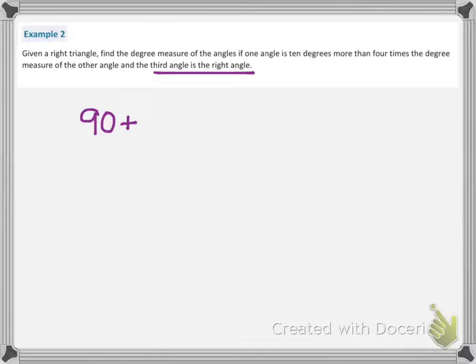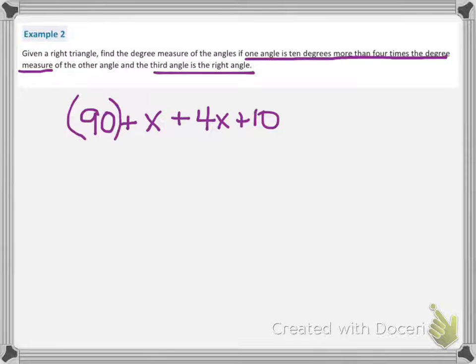And what else do we have? The one angle is 10 degrees more than 4 times the measure of the other. So we've got the original angle and then 10 more than 4 times. So 4x plus 10. So here are our 3 angles. There's our 90-degree angle. This is the angle we don't know, and this is the one that's 10 more than 4 times the measure of the other angle. So that's it, and those are all equal to 180 degrees. Every triangle is 180 degrees.